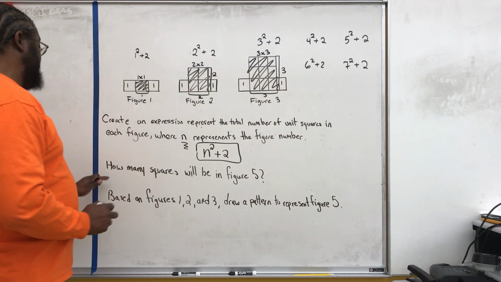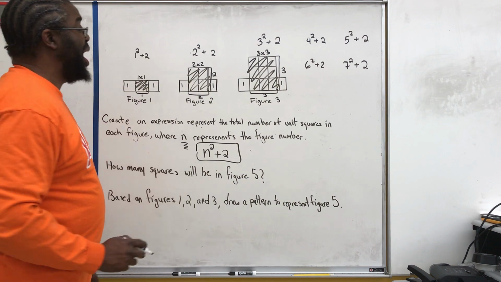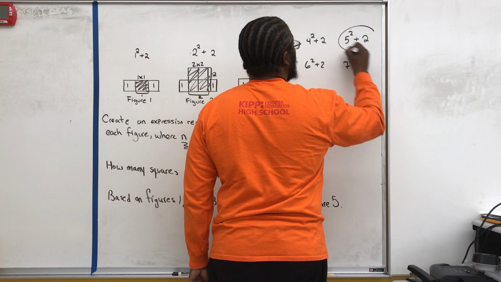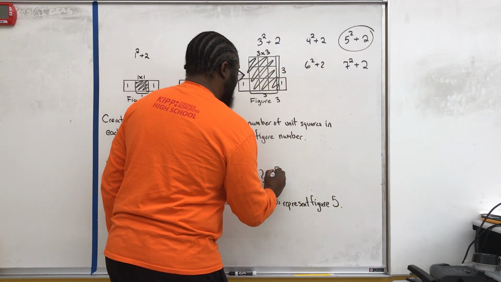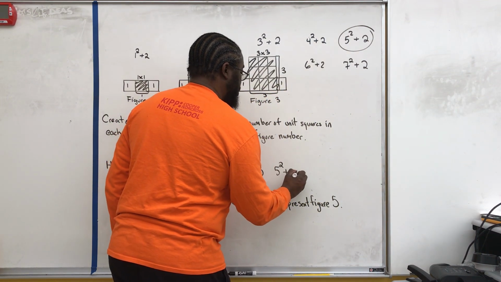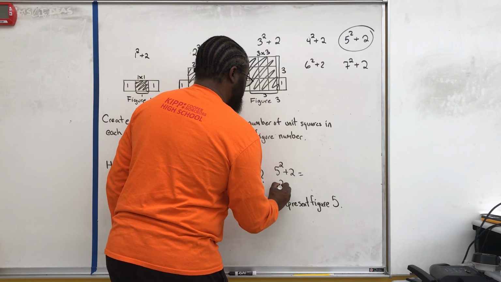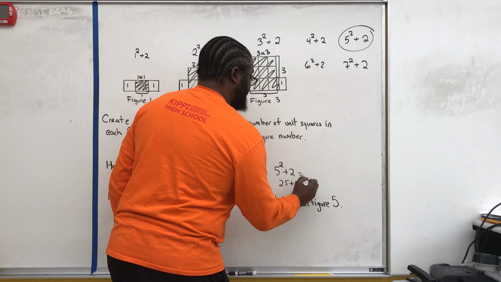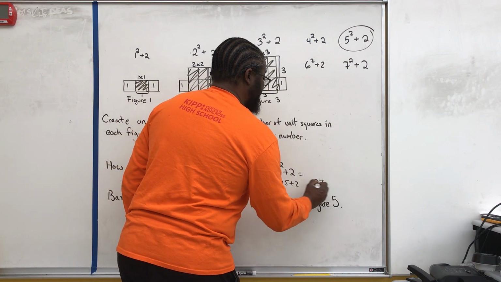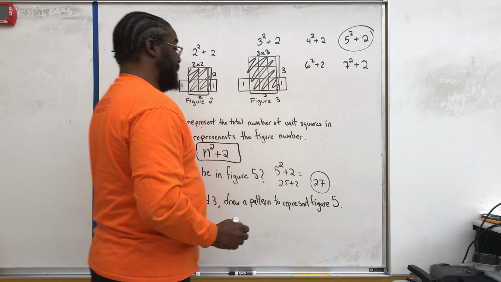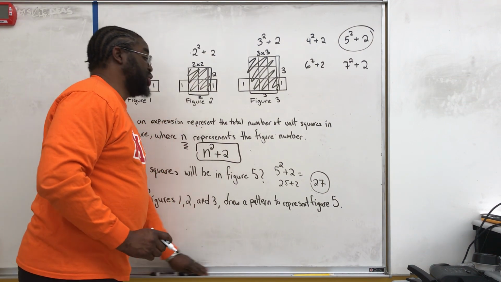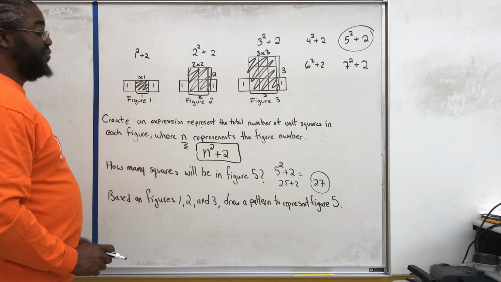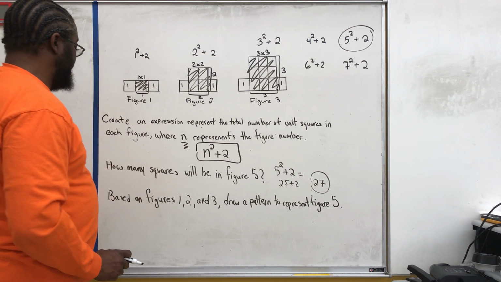Well, the rest of it is easy. How many squares will be in figure 5? Well, figure 1, figure 2, figure 3, figure 4, figure 5 is going to have 5 squared plus 2, which will be 25 plus 2, which is 27. 27 unit squares will be in figure 5 because it's 5 squared plus 2.